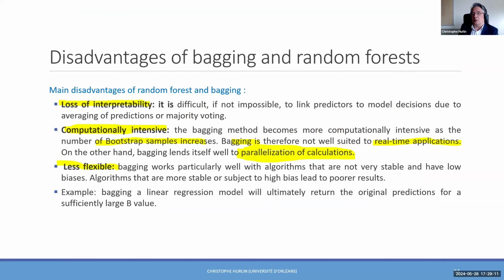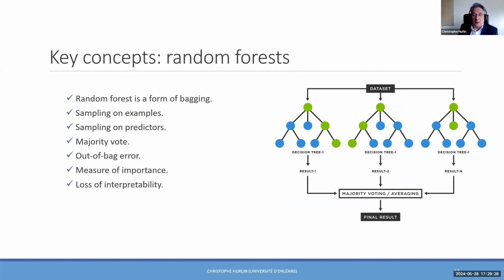So bagging works particularly well with algorithms that are not very stable and have low bias, while algorithms that are more stable are subject to high bias and lead to poorer results. This is the idea that we don't have to bag a linear model or a logistic regression.